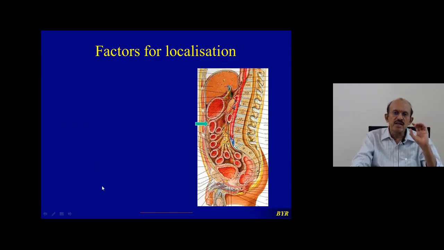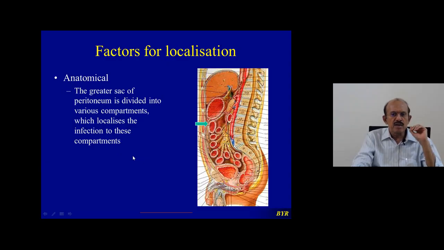That is why the body tries to localize the infection whenever infection occurs. We have just now seen appendicitis, how it got localized. So now let us see what factors in the peritoneal cavity help in localization. These are called anatomical factors and pathological factors. What is the anatomical factor? The greater sac of the peritoneum is divided into various compartments, which localizes the infection to these compartments. For example, appendicular perforation or appendicitis producing localized infection. This infection doesn't spread to the general peritoneal cavity so easily.